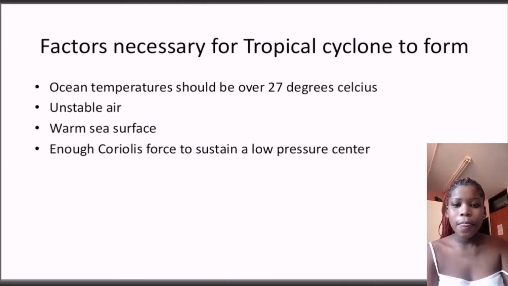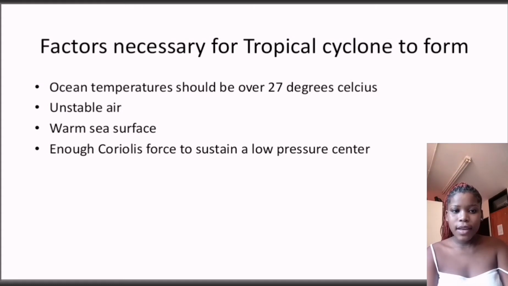Hi everyone. On this slide, we're going to be talking about factors necessary for tropical cyclones to form. The first point is that ocean temperature should be over 27 degrees Celsius. As my colleague explained in the previous slide, tropical cyclones need a warm sea surface to form. It needs high temperatures to form.